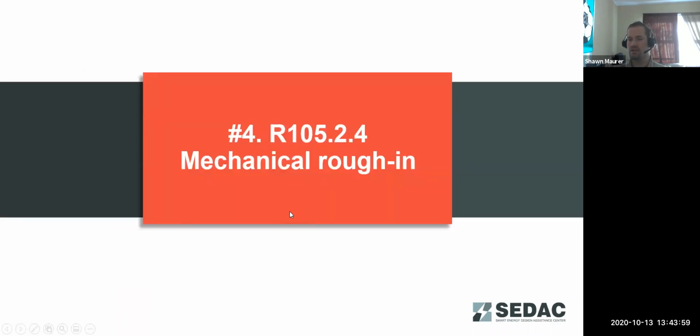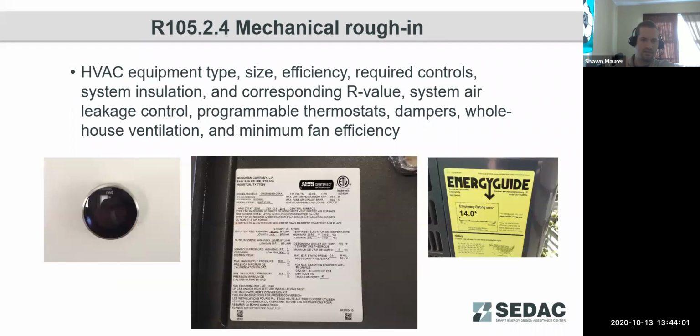Moving on to the mechanical rough-in inspection. Things that are called out to be inspected. The HVAC equipment type has to match the design. The size, output capacity of that system needs to match the design as well, especially since for residential you're required to have manual J load calculation and then a manual S sizing calculation. It's important that the size that's installed matches those calculated designs for the HVAC system.